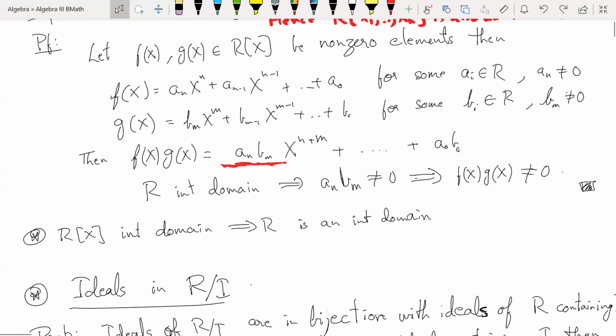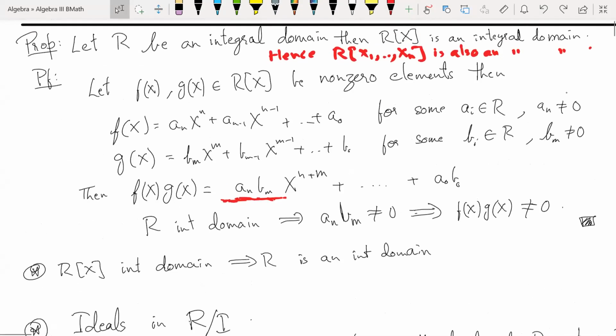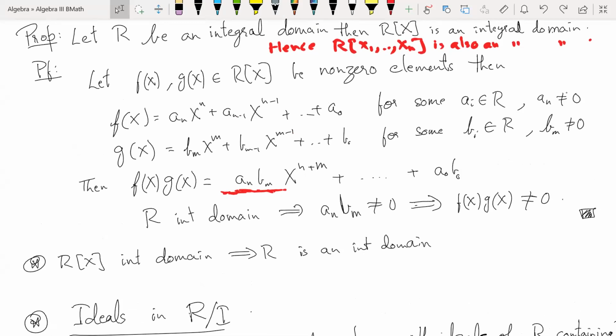So of course R is an integral domain implies Rx is an integral domain. The converse is also true: Rx is an integral domain implies R is an integral domain. Why is that? R is a subring. We saw that, right?